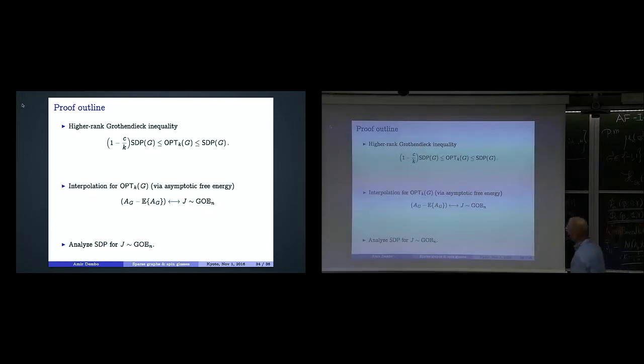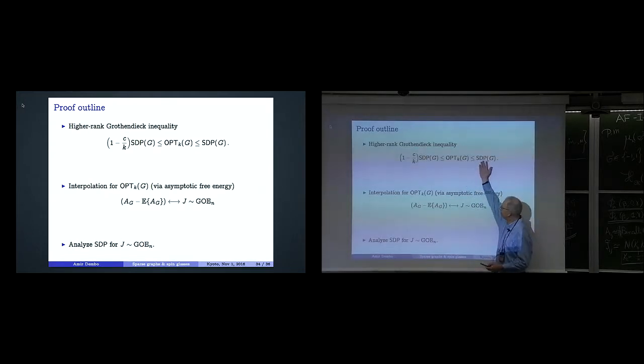We want to do the following. We want, first of all, to do what is called a higher-rank Grothendieck inequality. A Grothendieck inequality is a relationship between opt k for fixed k and the SDP, which is opt n. So you want to show that opt k is, of course, smaller than opt n.